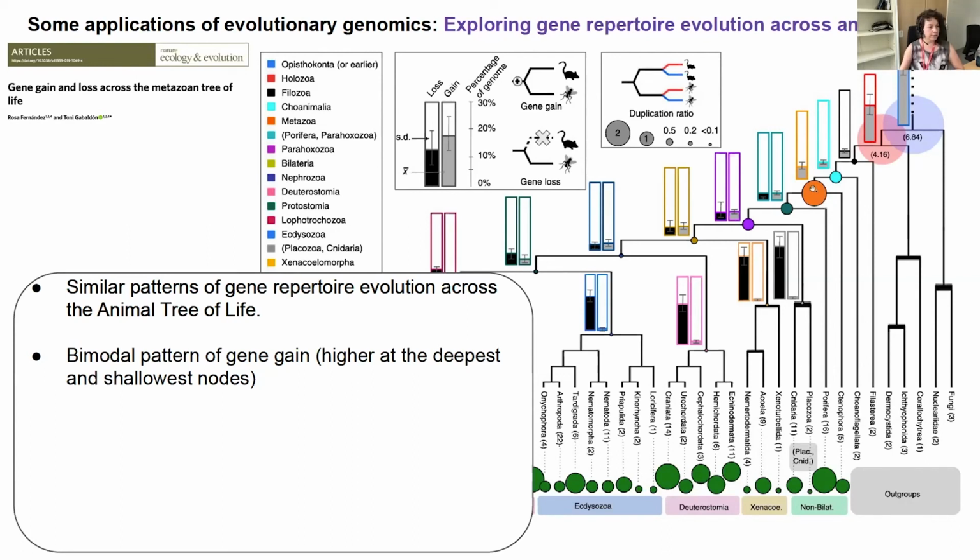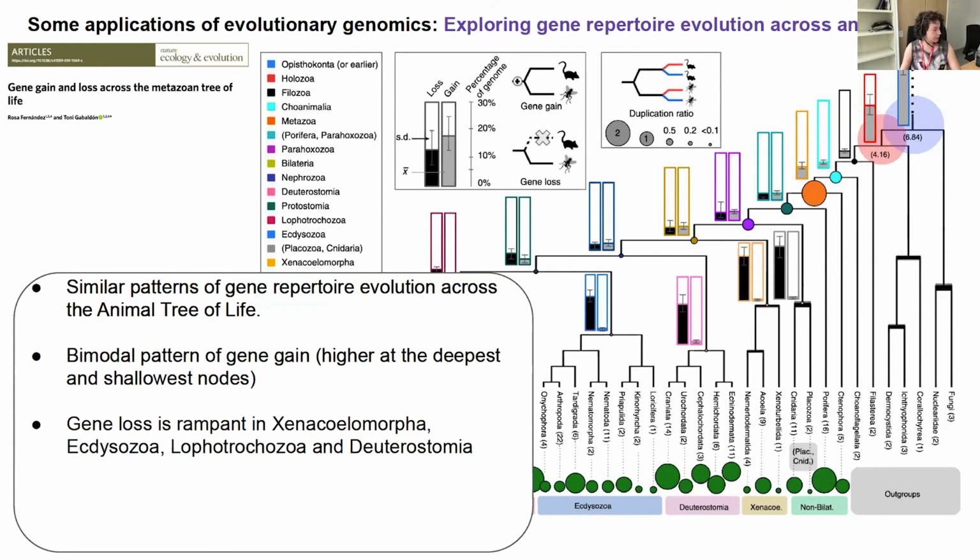Gene gain was relatively low as animals started to diversify into clades. However, the role of gene loss, these black bars, started to gain weight to the point that in some clades, gene loss was really, really high. Of course, gene loss is comparative between clades. So this means that as they diversified, they were getting more and more different from one another. What about duplication ratio?